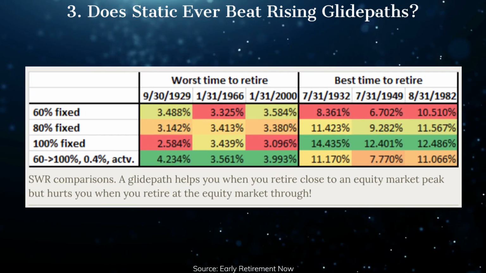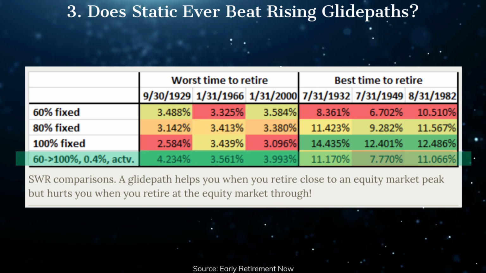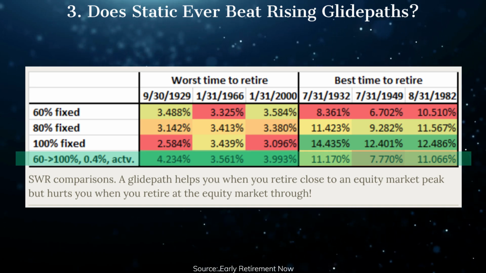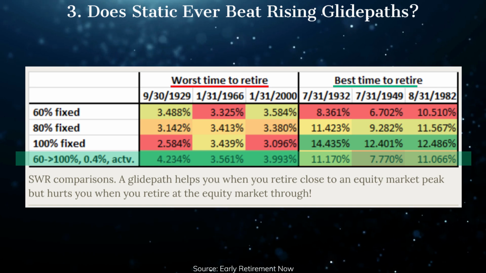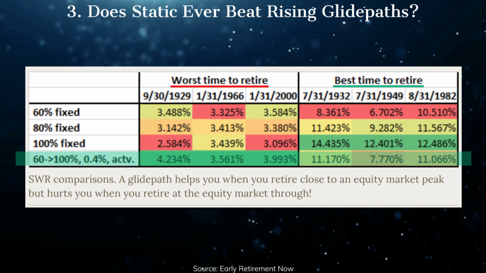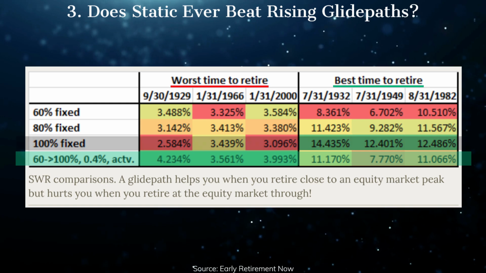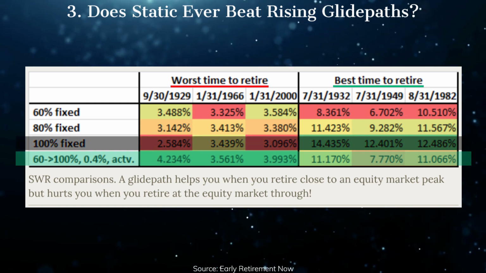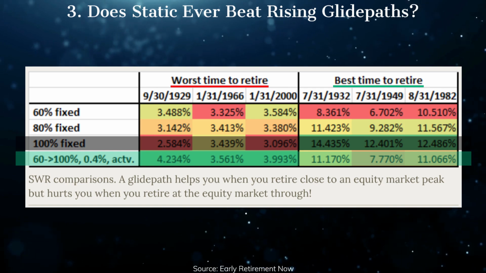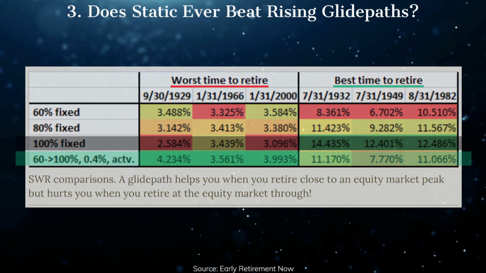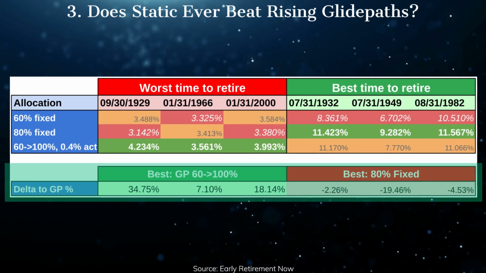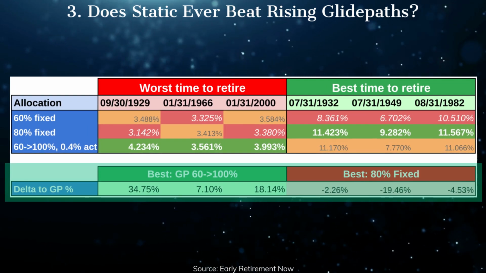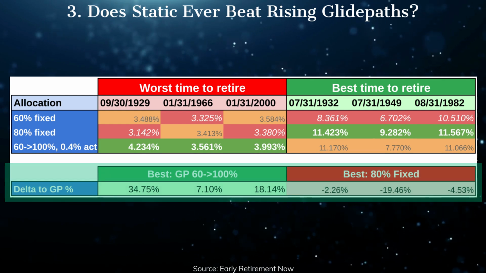Here are Jeske's findings, comparing the active rising glide path of 60 to 100% to static allocations, during some of the worst and best times to retire. I've created a version of his table by removing 100% equity allocation, because I don't think most retirees would be able to stomach this, and the fact that it has some really poor outcomes in bad years, unsurprisingly. I have also calculated the delta between the glide path option and the best and worst static allocation options.